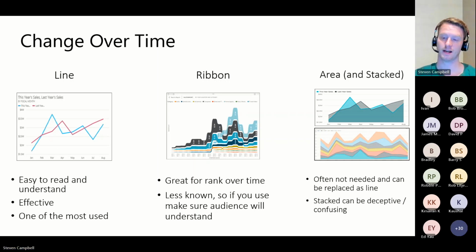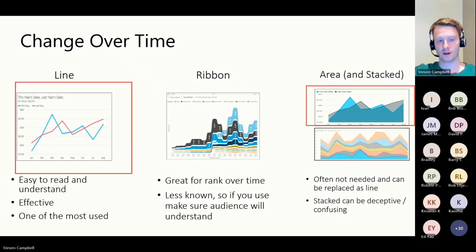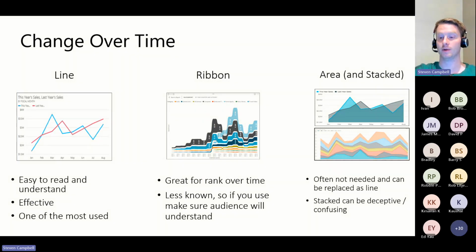Stacked, and then area charts in general. You don't really need area charts. This is kind of the same, right? This graph is the same as this one. To be honest, this line graph is a lot easier. I'm not having to confuse my eyes by looking at things which are doubly shaded. So what is the point of shading it? There's really no value in it.